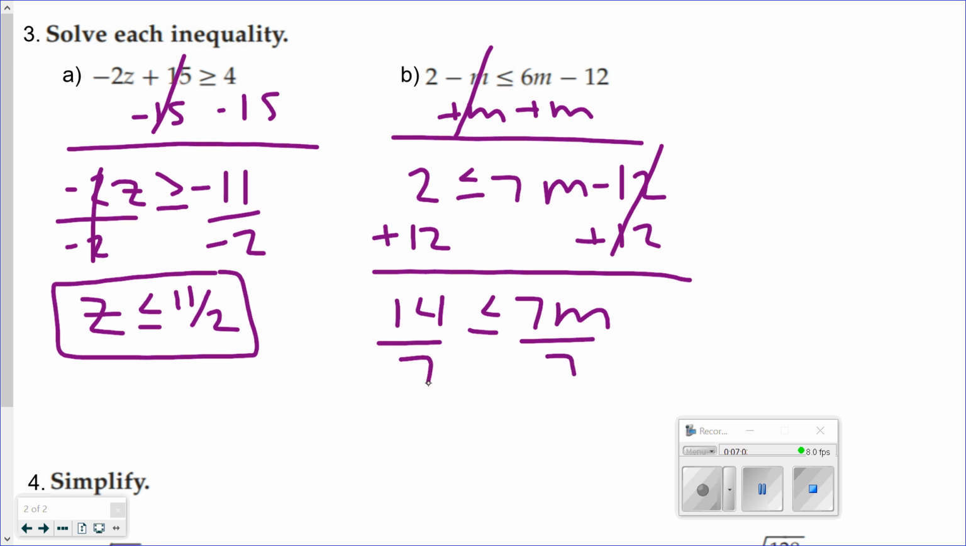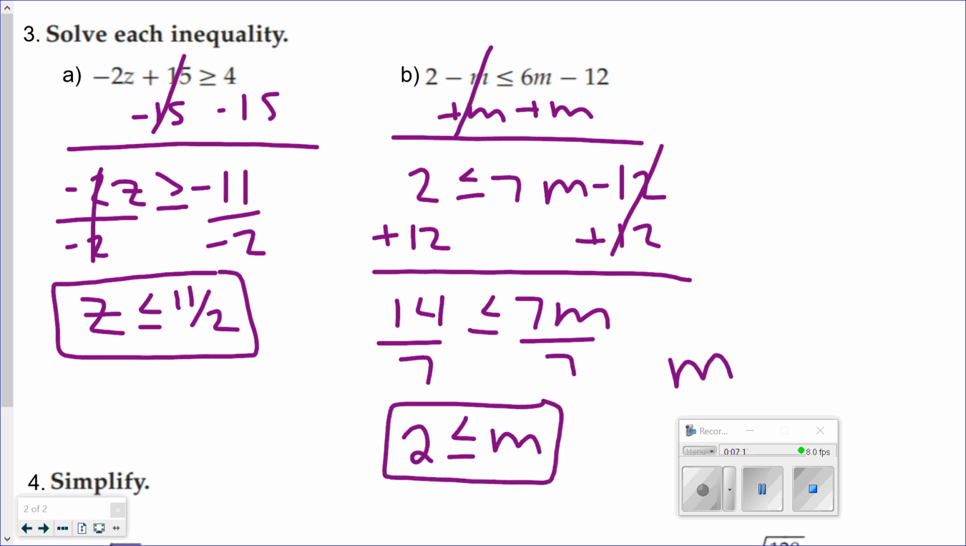I'm then going to divide by 7, divide by 7. Since I'm dividing by a positive, my inequality does not switch. And so I end up getting 2 is less than or equal to m. Or if you want to flip this around, it's m is greater than or equal to 2. Both of these are correct.